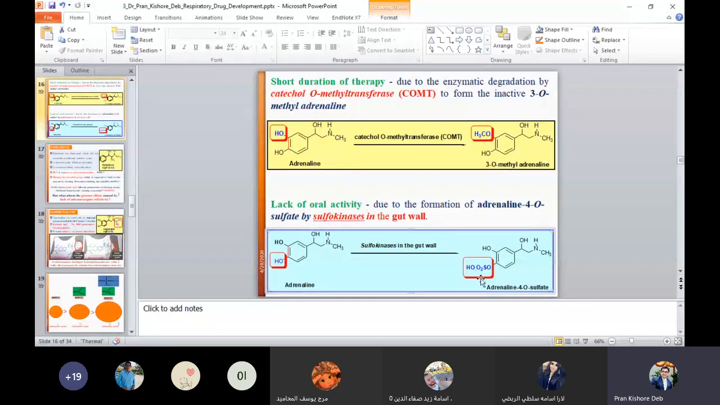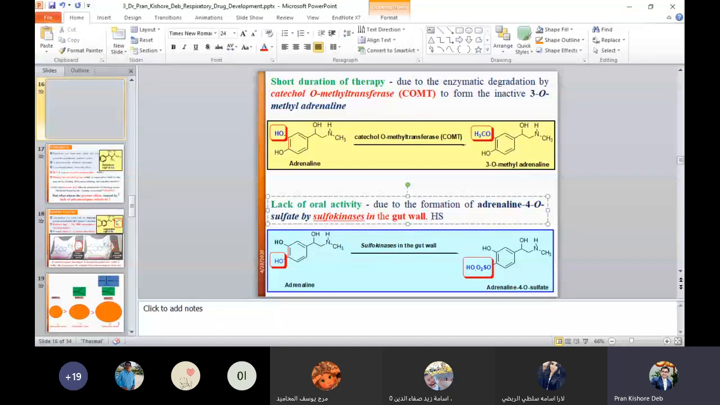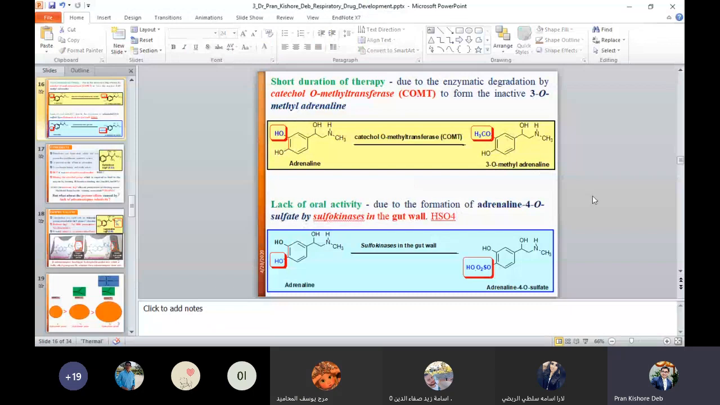Can you see the sulfate group? HSO4. If you cannot write it like OH O2SO, you just write it as HSO4, a simple way. This is a shortcut. So here you need to remember the names of the 2 enzymes, which enzyme is responsible for what, and what chemical changes happen in the drug structure. When the sulfokinase attacks the catechol system, it converts the 4th OH into HSO4.